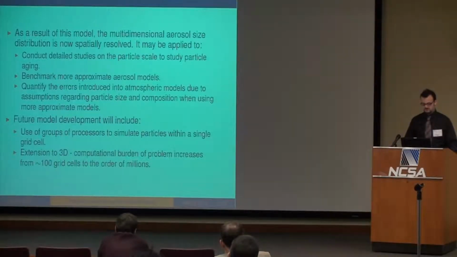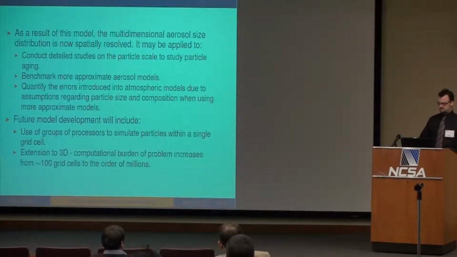And then in terms of future model development, like I mentioned earlier, we can incorporate the use of a group of processors to simulate a single grid cell's population. So instead of maybe 10,000 particles, we could use 100,000 particles and distribute them on 10 processors if we have the computing resources available. And then we would like to extend this model to 3D, which increases the computational burden from approximately 100 grid cells to the order of millions to properly represent the domain of a field campaign. Okay, that's it. Thank you.